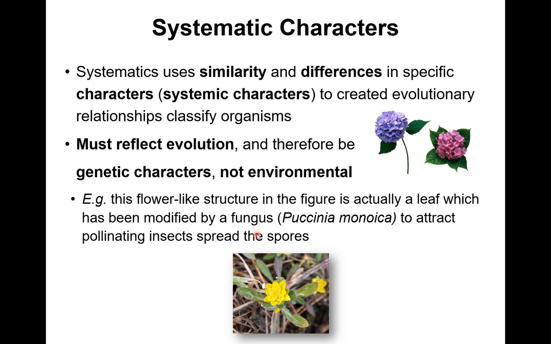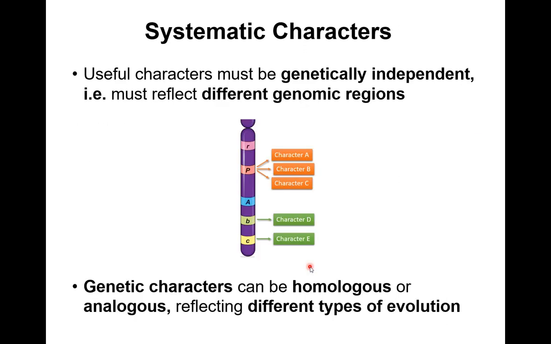In this case, it's not related to the genetics of the plant, but to the infection by a fungus. Therefore, this is not one of the characters that should be used in systematics. So systematic characters focus on genetic characters to figure out the relationship between organisms, not the environmental ones. Even when it focuses on genetic characters, it focuses on genetic characters that should be genetically independent from each other.